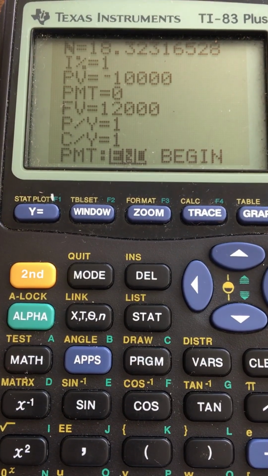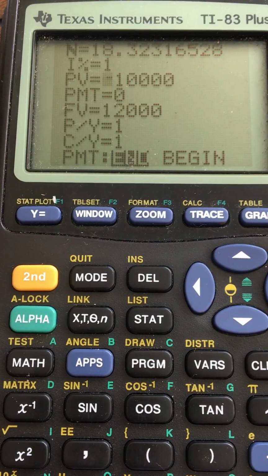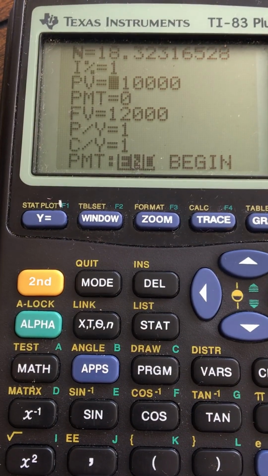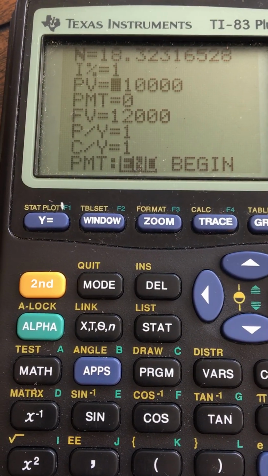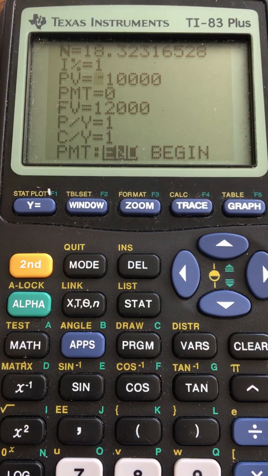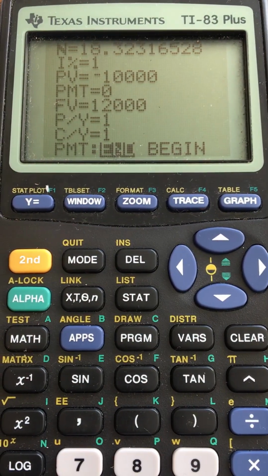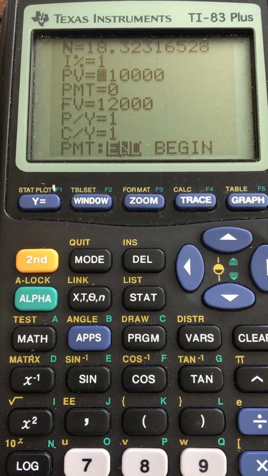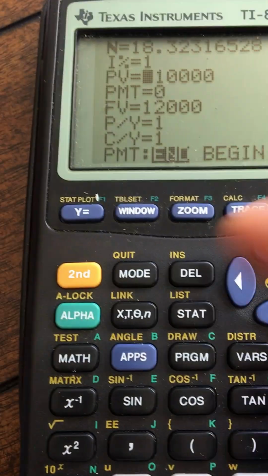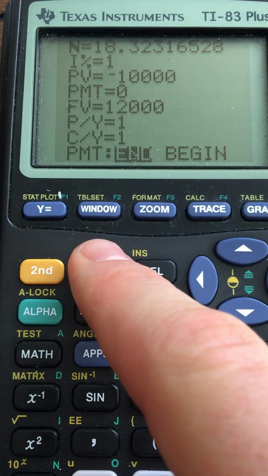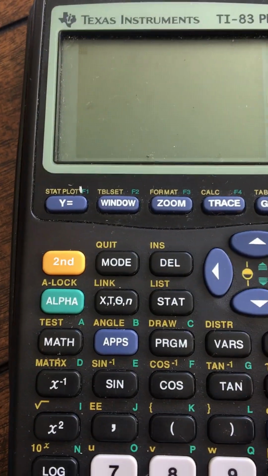I can do the same for present value, payment, and future value, and so as long as I have 4 out of the 5 inputs here, I can solve pretty much any of the time value of money problems that may be presented to me in the course. If you need to exit out, you can go second quit. It'll take you back to the home page.